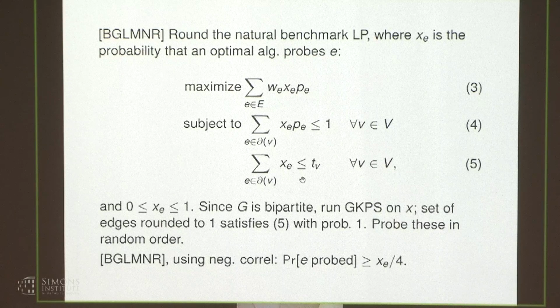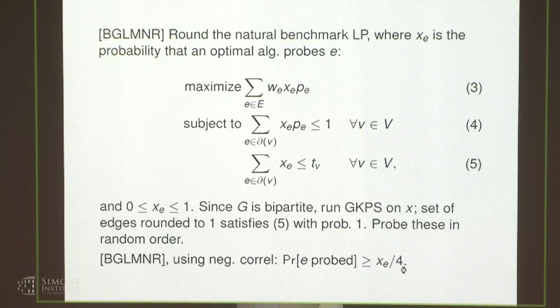Now once you get this subset of edges, you probe them in random order. With some analysis where the negative correlation is important, they prove that finally the probability that edge e is probed is at least x_e, and that gives you the 4 approximation. I haven't given you really any proof, but just a simple idea of how these kinds of dependent rounding frameworks can be used. Please do stop me if you have questions.